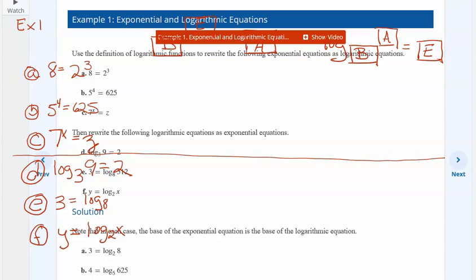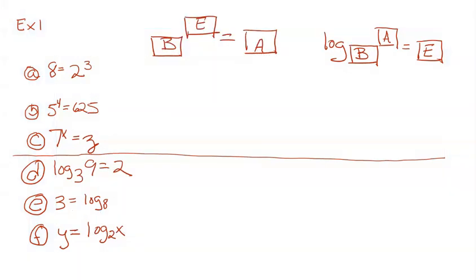Now in example 1, they have it worked out for us, but we'll do it. And I'm going to go to the whiteboard. We want to quickly review what we said earlier, that in exponential form, it's the base to the exponent equals the answer. In logarithmic form, it's the log base a of the answer is equal to the exponent. So in A, B, and C, they want us to put it from exponential to logarithmic. Take a moment, you do it, see what you get.